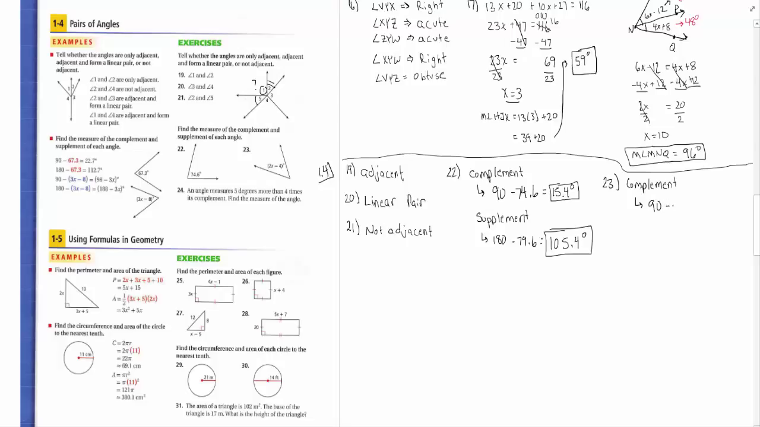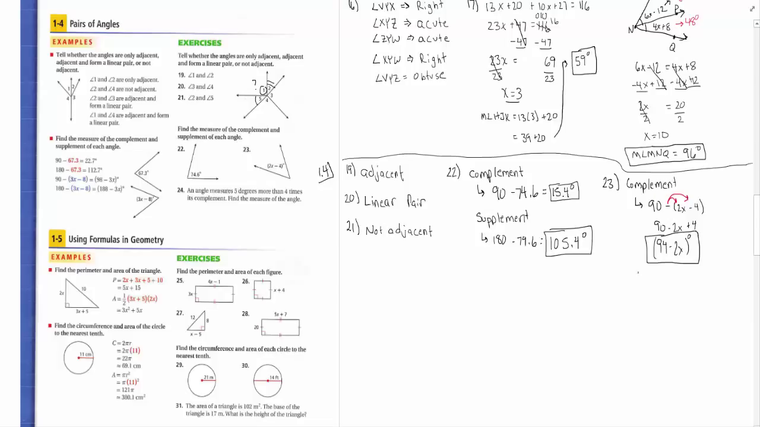Your angle just happens to be now 2x minus 4 degrees. So remember, in a situation like this, you need to distribute that negative. You're subtracting the entire quantity. So that means I'm going to have 90 minus 2x plus 4. So that becomes 94 minus 2x degrees for the complement.